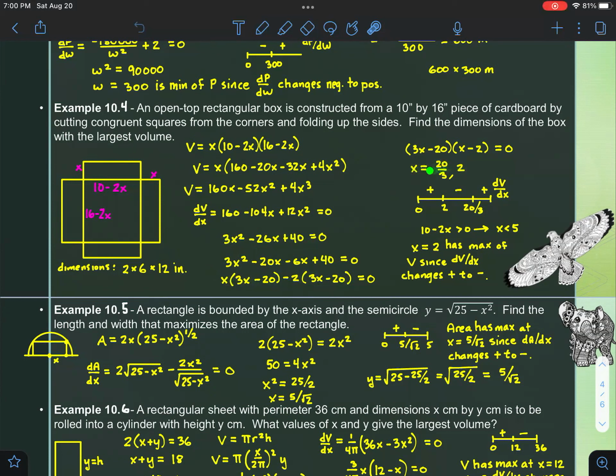You get two possible answers for x. So we'll check out both of them. Turns out only one of those corresponds to a max. I'm looking at the sign change from plus to minus in dV/dx that occurs at x equals 2. We actually have a minimum at the 23rds, okay? So yeah, we're going to go with 2. And then again, we want all the dimensions listed. So 2 is one of our dimensions, that's the height. Plug back in to these other two pieces to figure out the 6 and the 12 as the width and the length.